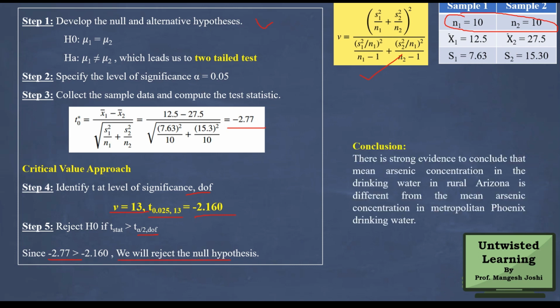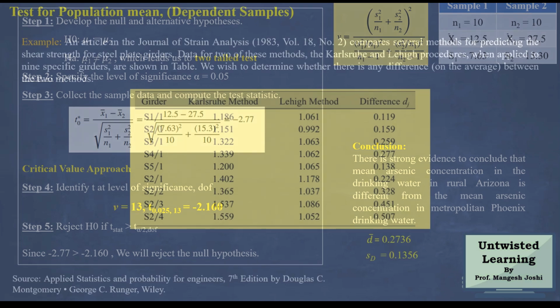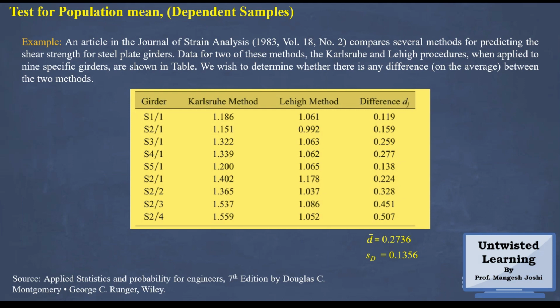As a conclusion, you can state that there is strong evidence to conclude that the mean arsenic concentration in the drinking water in rural Arizona is different from the mean arsenic concentration in metropolitan Phoenix drinking water. The next case is test for population mean when the samples are dependent. Earlier we completed all the cases of independent samples. Now this is the dependent sample case.